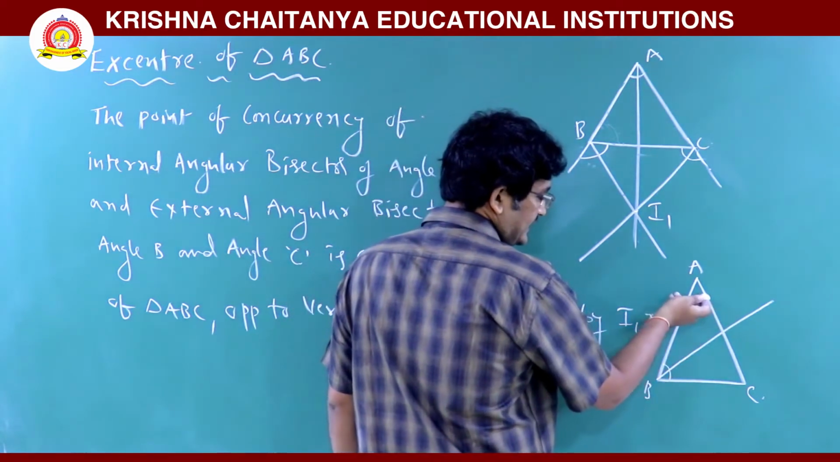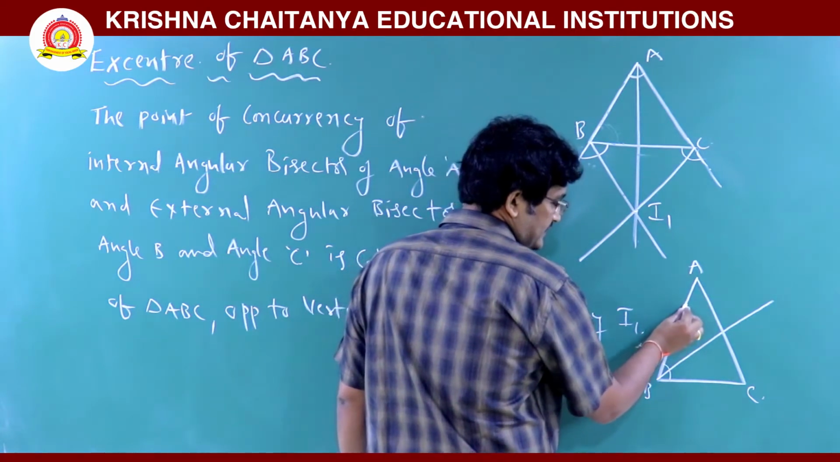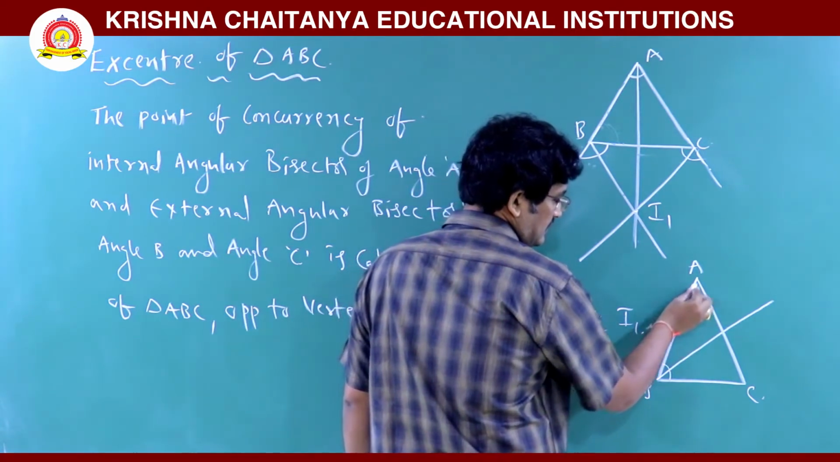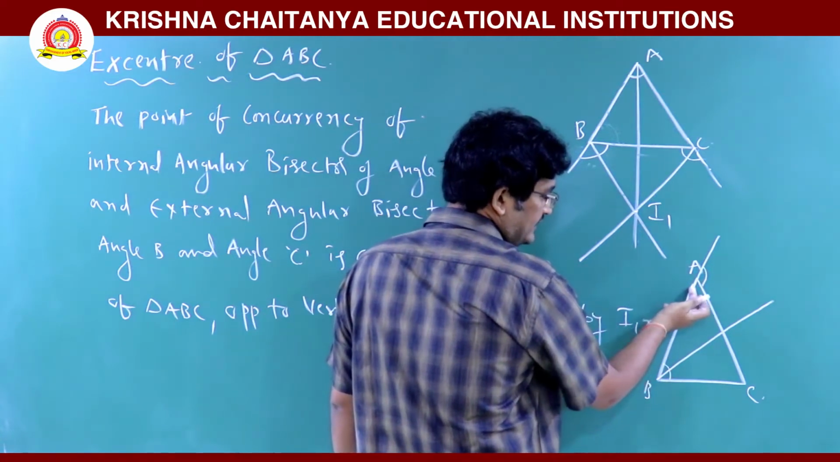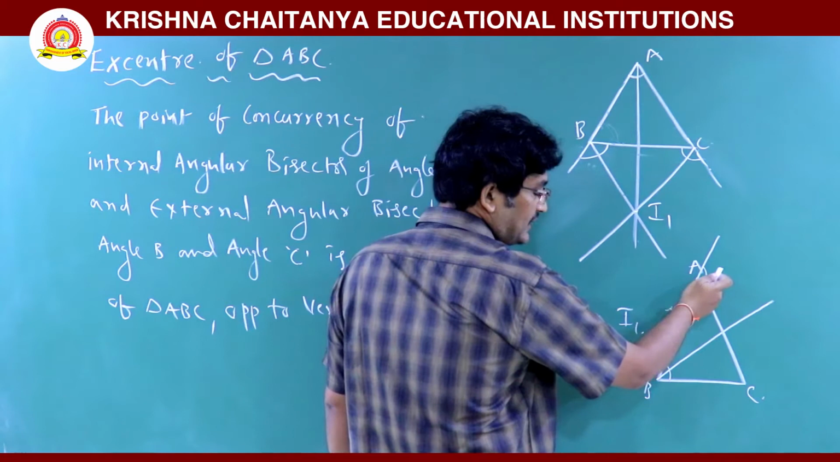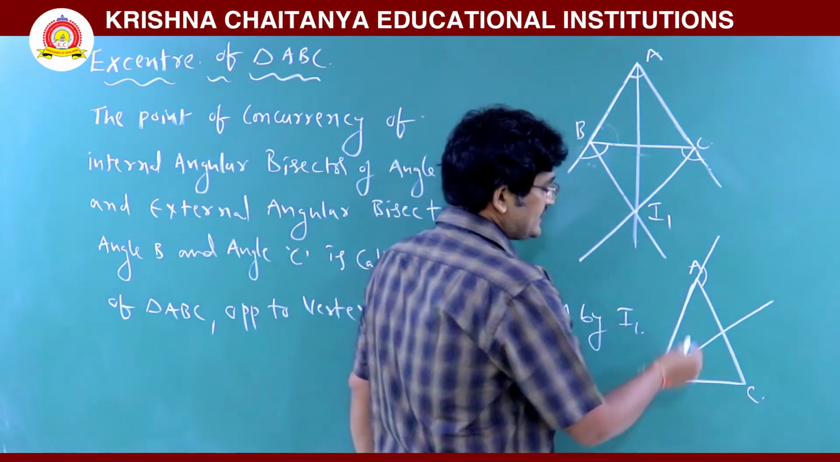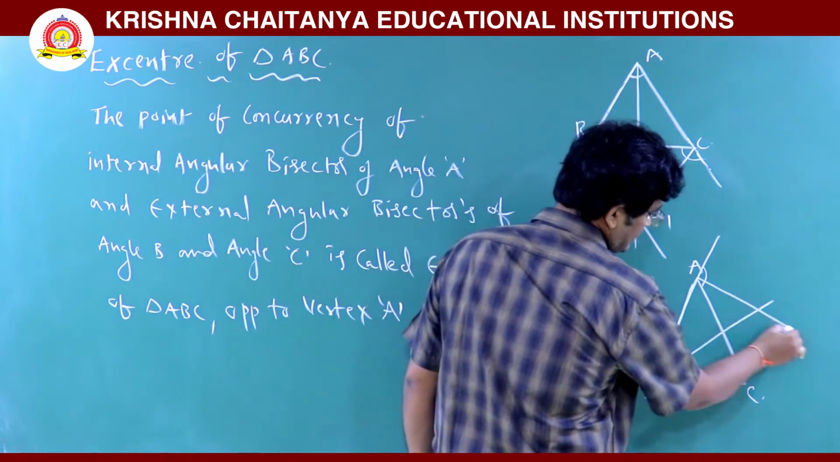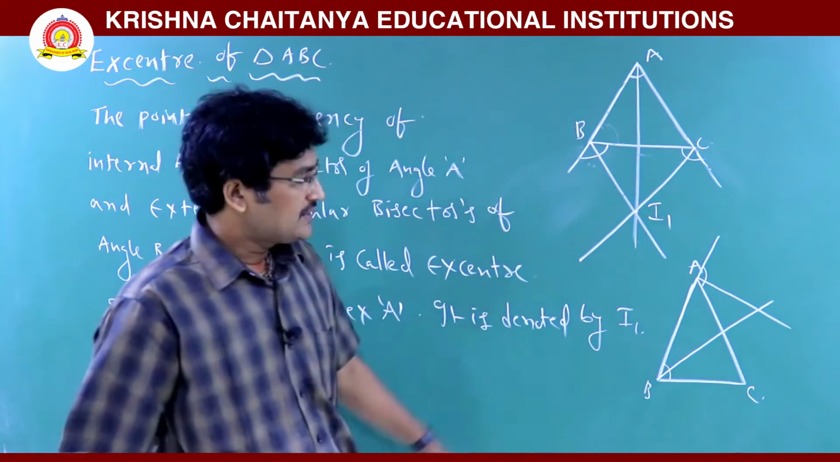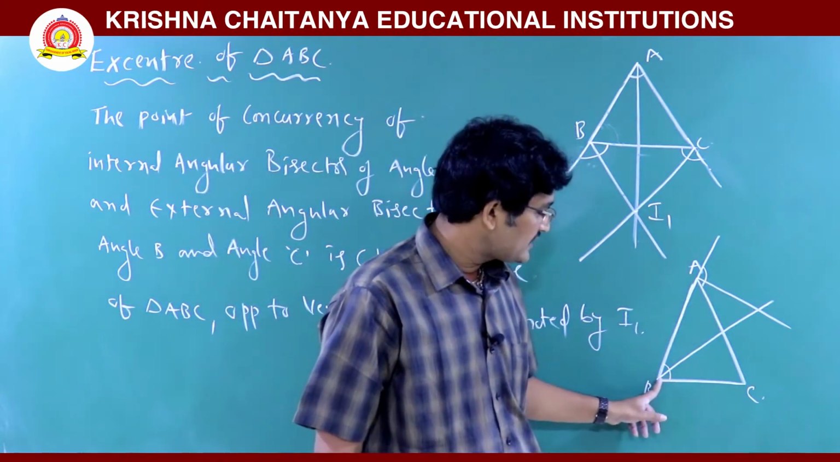So see, this is an internal angle A between these two sides. Let me extend this line. This is the angle between this side and this side, but that location is outside of the triangle. So this is the line that bisects this angle like this. So this is the external angular bisector of A. It is the internal angular bisector of B.